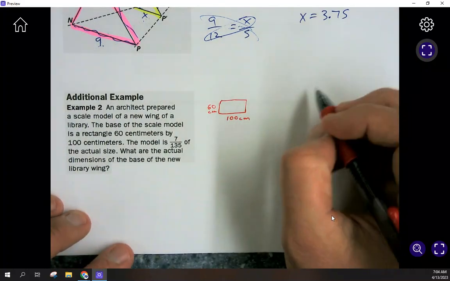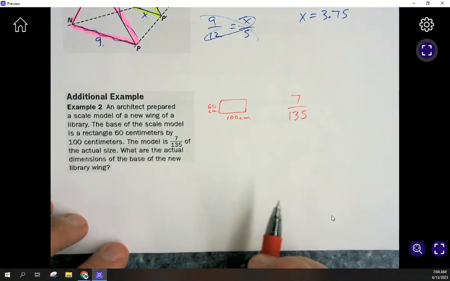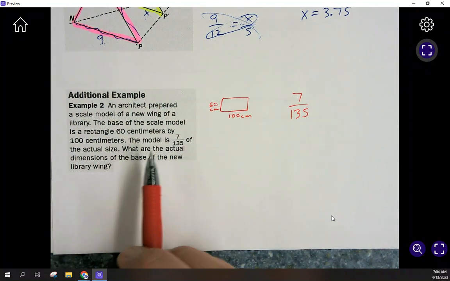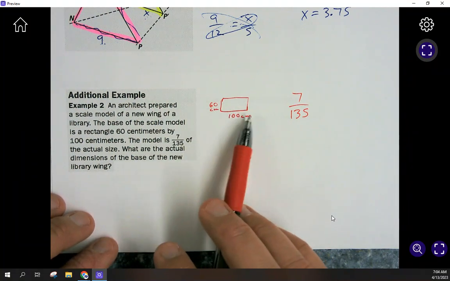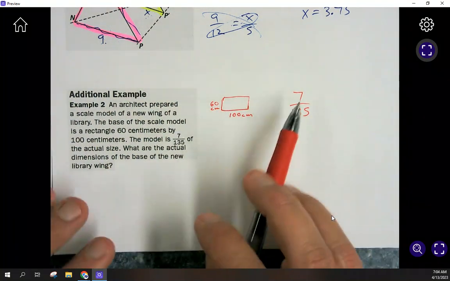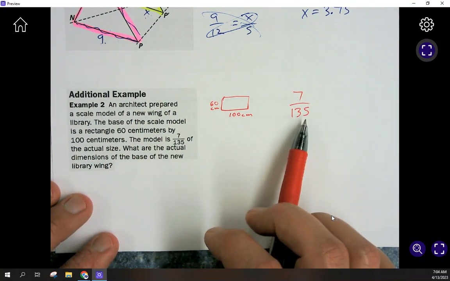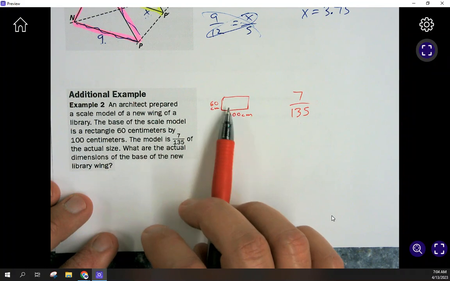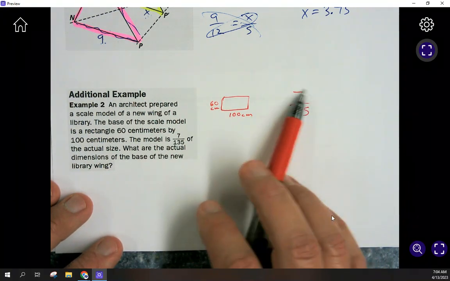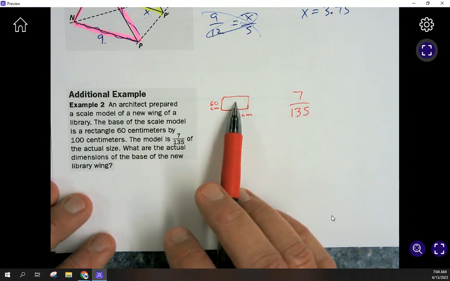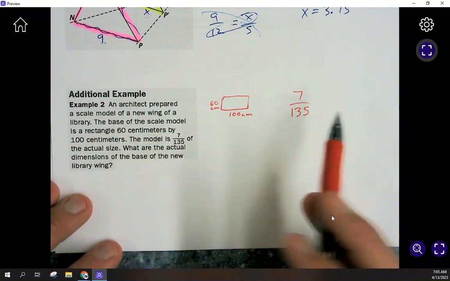And they tell you that the model is 7/135 size of the actual one. So if I knew the actual lengths in real life that the wing was, or even a piece of it was, if I multiplied those lengths by this fraction, 7/135, I would get the actual distance here in the scale model. So you can see 7 is a lot smaller than 135. It's a small fraction, which makes sense. The scale model is going to be much, much smaller than the real life wing of the library.